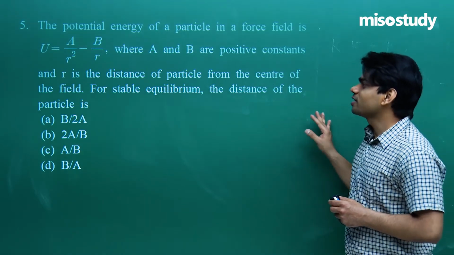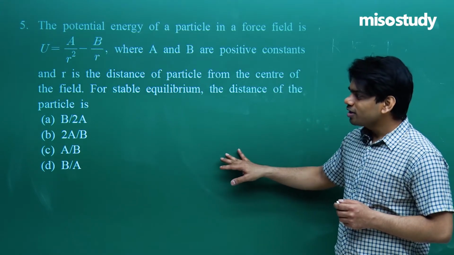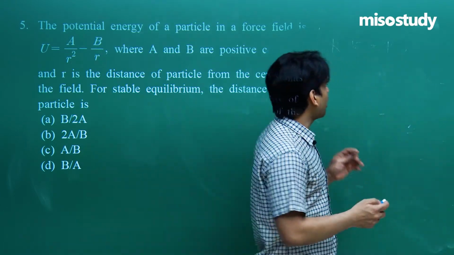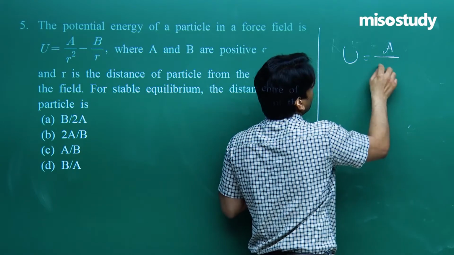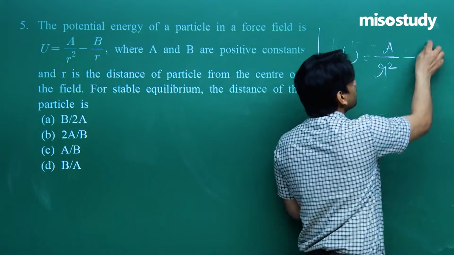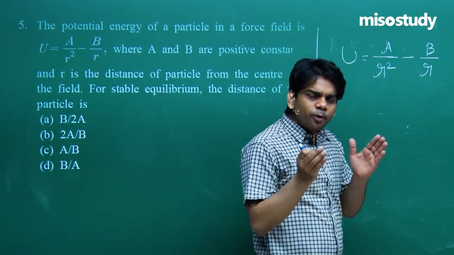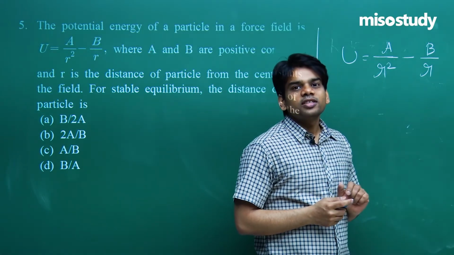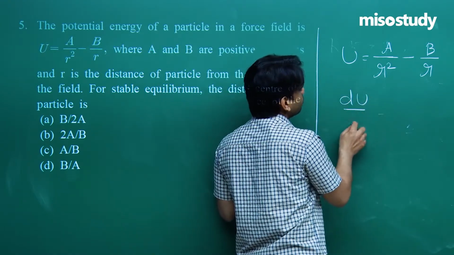For stable equilibrium, the distance of the particle is: option A, B by 2A; option B, 2A by B; option C, A by B; option D, B by A. U is given in terms of R: U is equal to A upon R square minus B upon R. This is what we have been provided with. Now at any point of equilibrium, try to understand, the rate of change of potential energy should be 0, because force at that point should be 0.